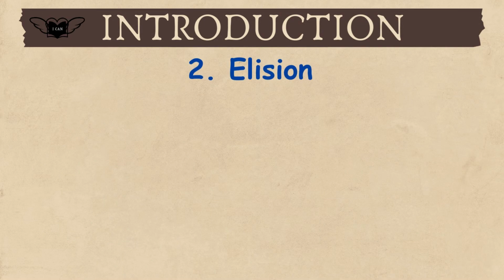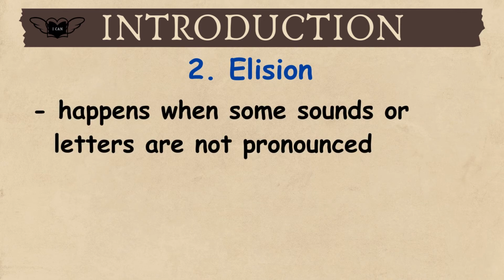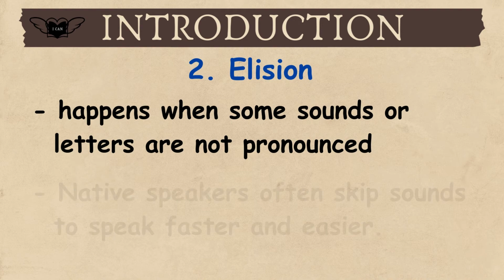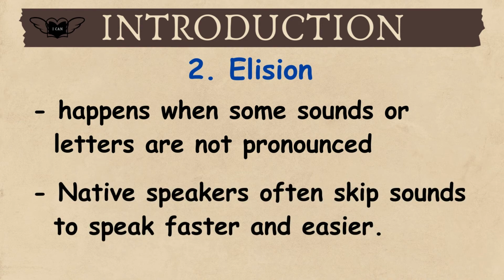2. Elision. Elision happens when some sounds or letters are not pronounced. Native speakers often skip sounds to speak faster and easier.